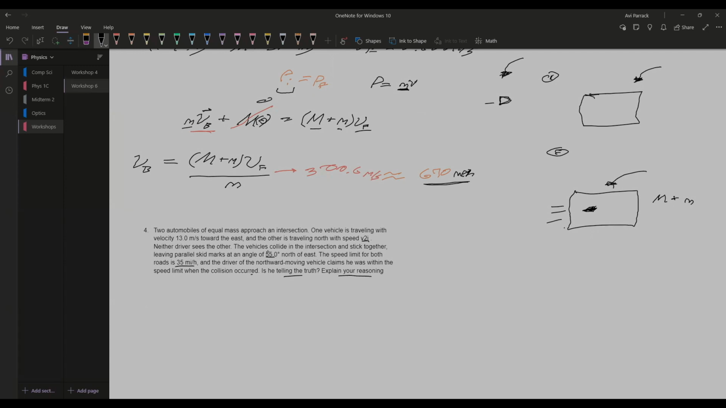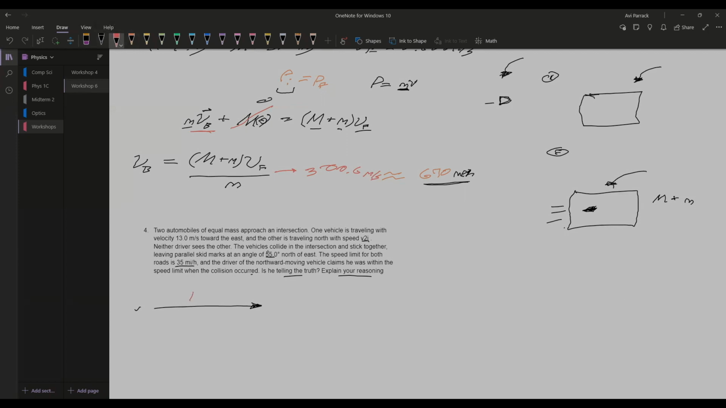Okay, so this is kind of qualitative, although we may need to get into the math to answer it definitively. So let's take a look at the situation. I'm going to draw it real quick. All right, so here we have car 1, this automobile. They have the exact same mass. Did I read that right? The two automobiles of equal mass. Okay, of equal mass. It simplifies things a little bit.